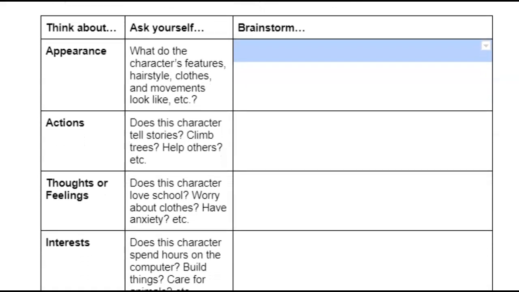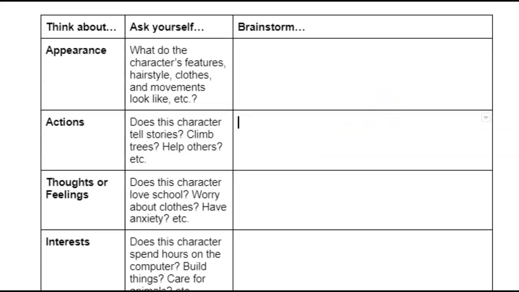Now, you do not have to answer every single one of these questions in here. Like, look at actions. It says, does this character tell stories, climb trees, help others? Okay, put in the actions that your character will do. You don't necessarily have to answer those exact questions. Same with thoughts and feelings. Okay, do they love school? Do they worry about clothes? Do they have anxiety? Okay, put those things over there in your brainstorm.